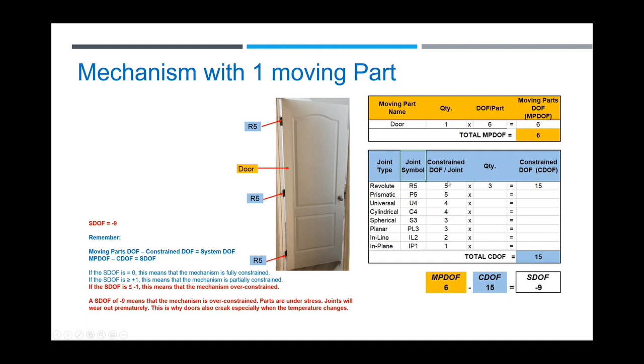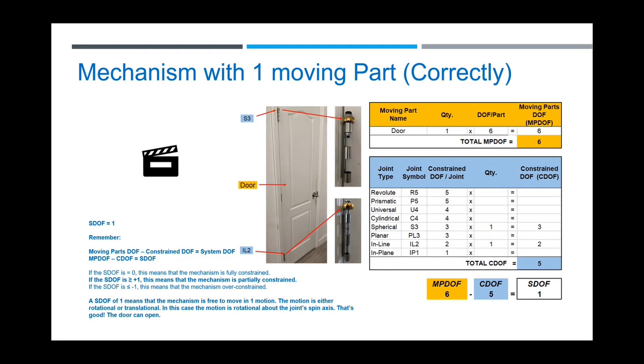So let's do the math. Since you have 3 hinges, now you've got 3 times 5 is 15. So 6 subtract 15 is -9. So basically it's really over-constrained, and parts are going to creak, and they're under stress. That's why you hear it when the temperature changes. That's why you hear it creak sometimes in the winter. So why is this? The door creaks all the time. I have a situation in my house where the door actually creaks.